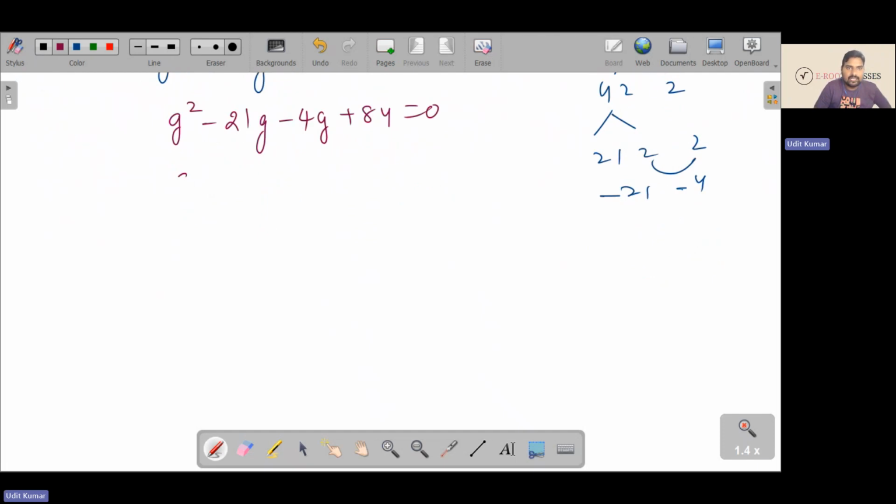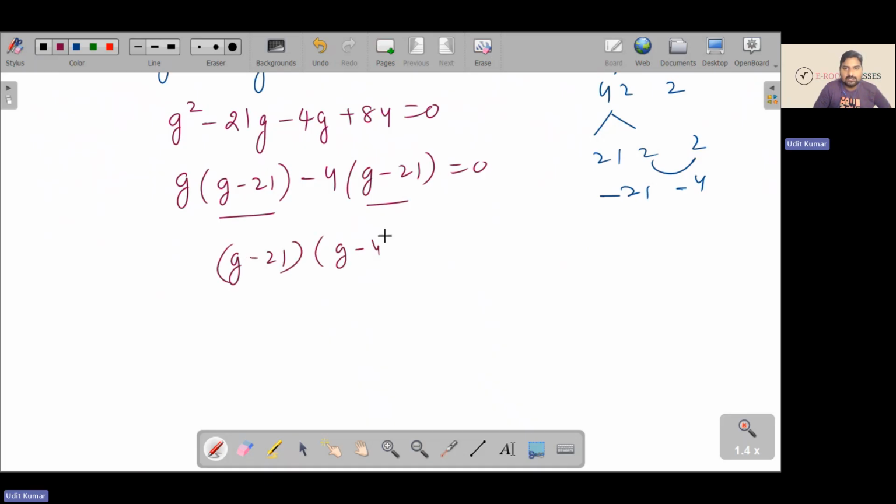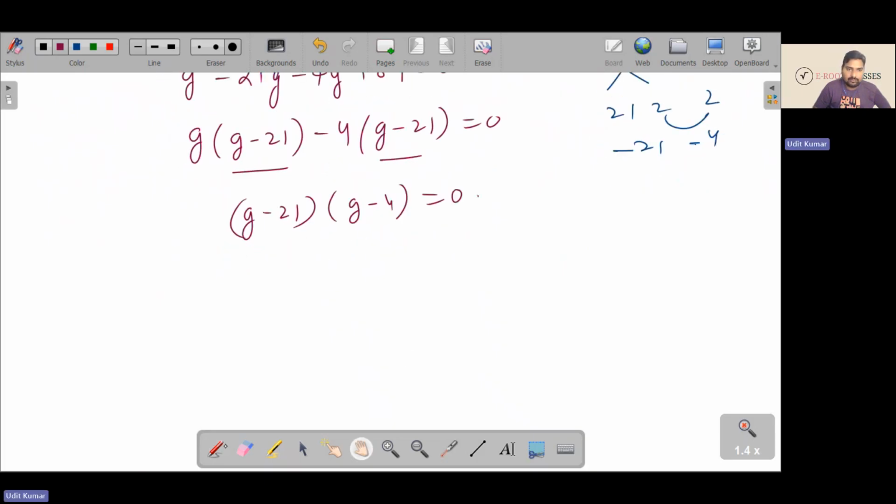And then here you can take g common, it will be g minus 21. From this side, you can take minus 4 common, and it will be g minus 21 equals 0. Now from these two, you can take g minus 21 common. Inside, it will be g minus 4 equals 0. Therefore, either g will be equal to 21 or g will be equal to 4. Now you're getting two values of g.